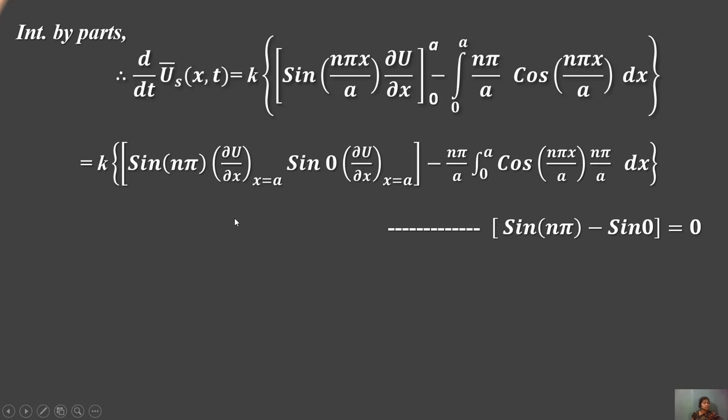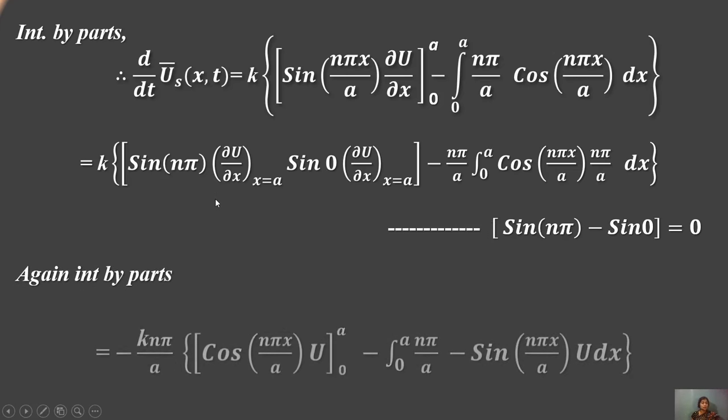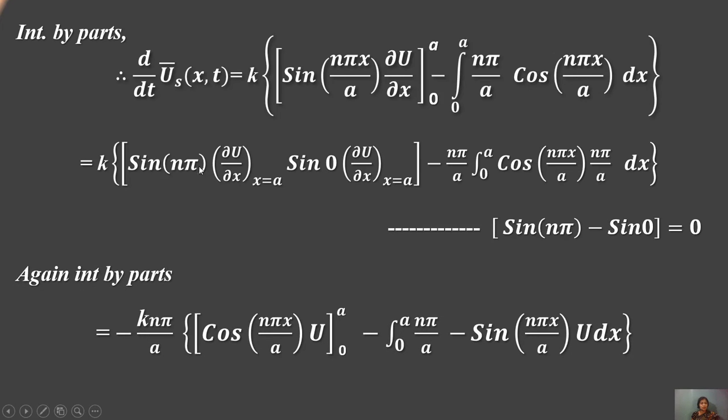Hence this value will be 0. Again, integrating by parts, we do not get this value because sin 0 equals 0. Both of these conditions are 0. This is k minus sin n pi upon a, integration 0 to a.